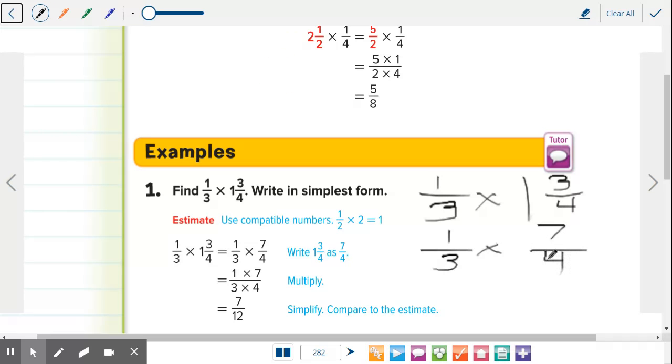Okay, now we just multiply. What's 1 times 7? 7. And 3 times 4? 12. 7 twelfths. Can't simplify that, so you're done. It's easy as that. So the one extra step you have here is just to change this into an improper fraction. That's it. And then you just multiply.